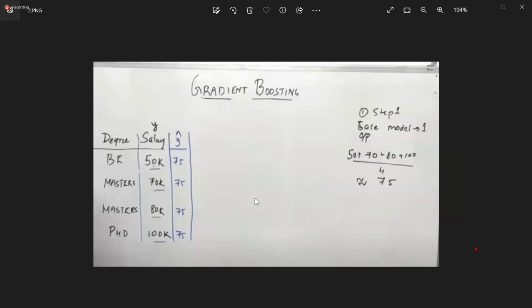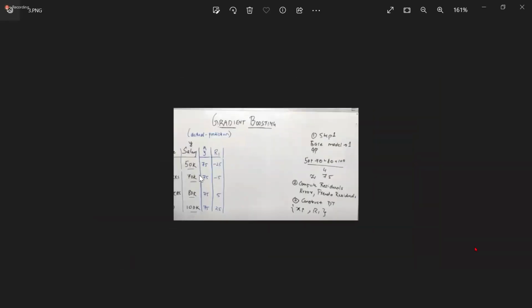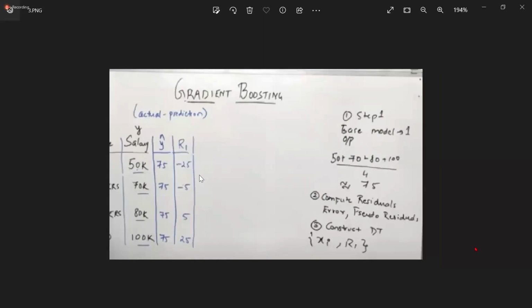y hat equals, let's say, 50 plus 70 plus 80 plus 100 divided by 4. Let's assume I take the average, which is 75, 75, 75, 75. Understand? What is the residual? The residual is y minus y hat, meaning 50 minus 75 is minus 25. So this is R1. R1 means what? Loss function, cost function, residual. In gradient descent, are we getting the same thing or not? In the residual, are we getting the same thing, guys?